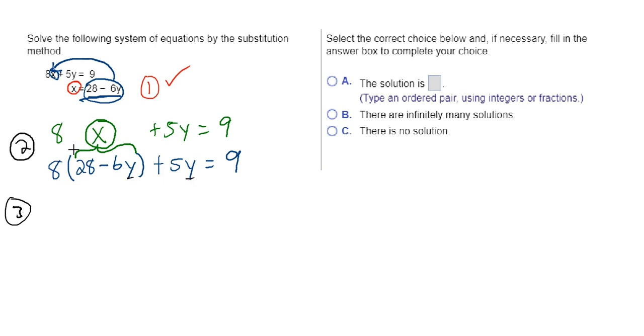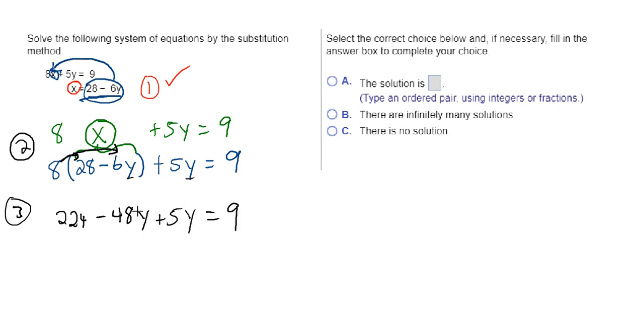We're going to solve for y. We'll start by distributing the 8 into the parentheses, and right away we're getting kind of a big number here, so I'm not sure what that is off the top of my head. So we'll have 28 times 8. It's going to be 224 minus 48y, and then the rest of it just copies down, plus 5y equals 9.